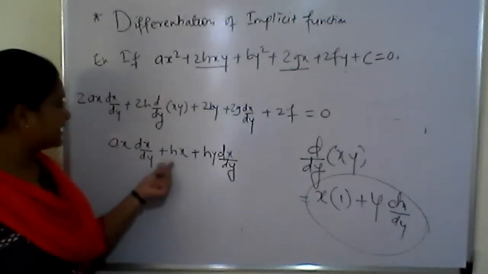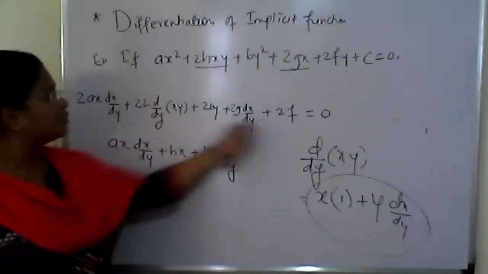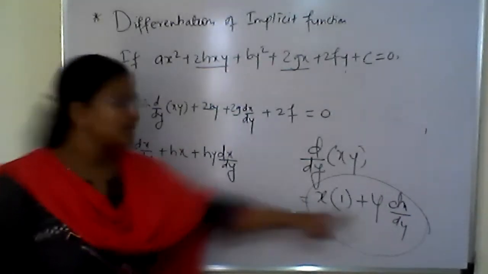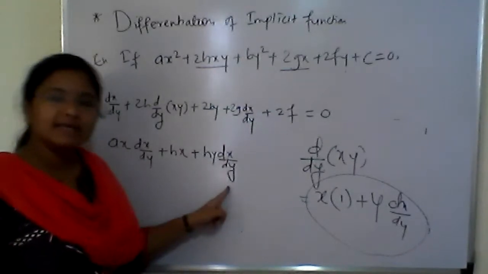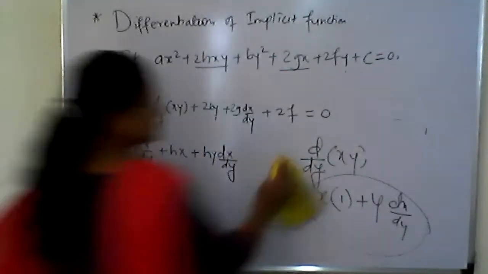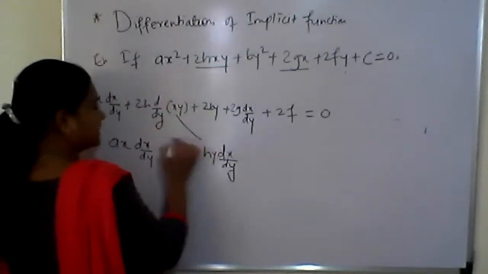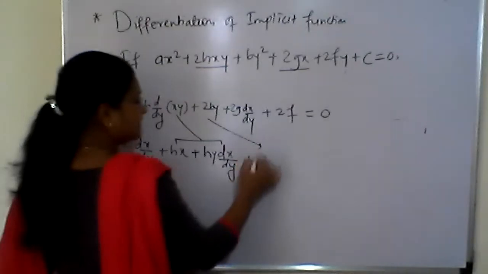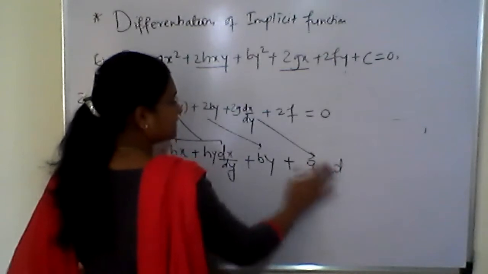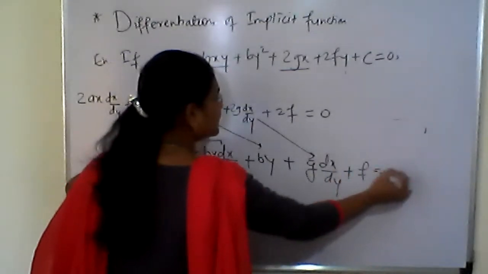Same we have taken here. Twice h was there, so in each term 2 was there, so we have cancelled it. So h will be there. H into x plus h into y dx by dy. Okay? Any problem till here? Okay. Plus dy, plus gx dx by dy, plus g dx by dy, plus f equal to 0.